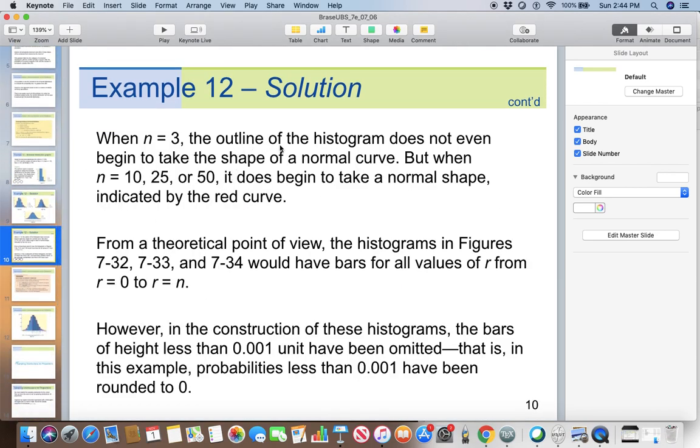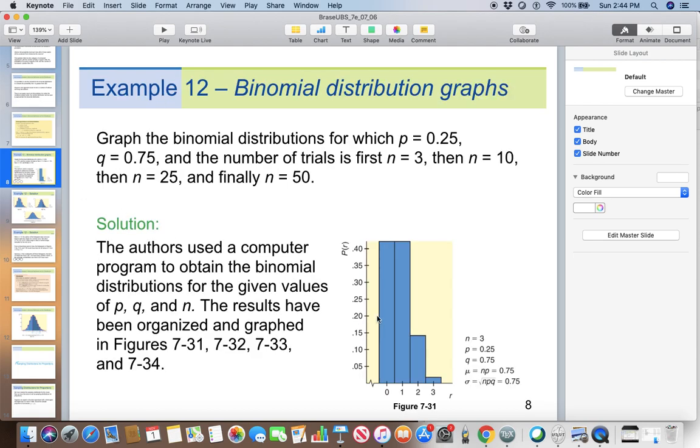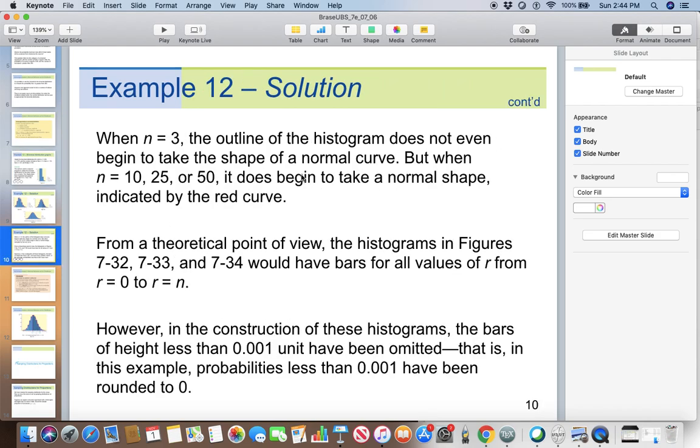When n is 3, the outline of the histogram does not even begin to take the shape of a normal curve. When n is 10 or 25 or 50, it does begin to take a normal shape. From a theoretical point of view, the histograms and figures would have bars for all values of r from r equals 0 to n.